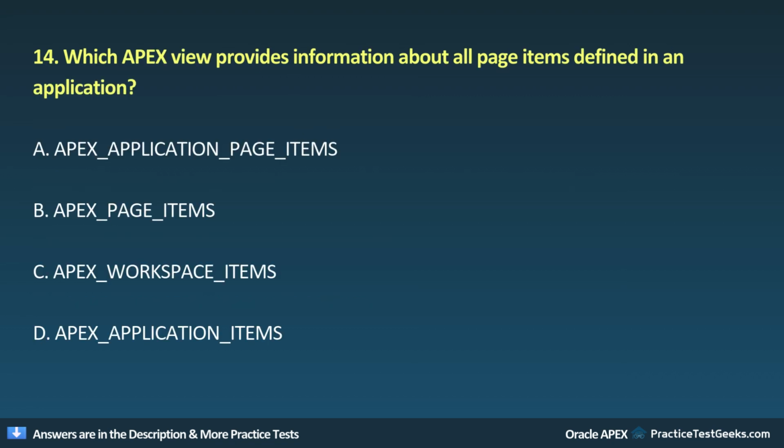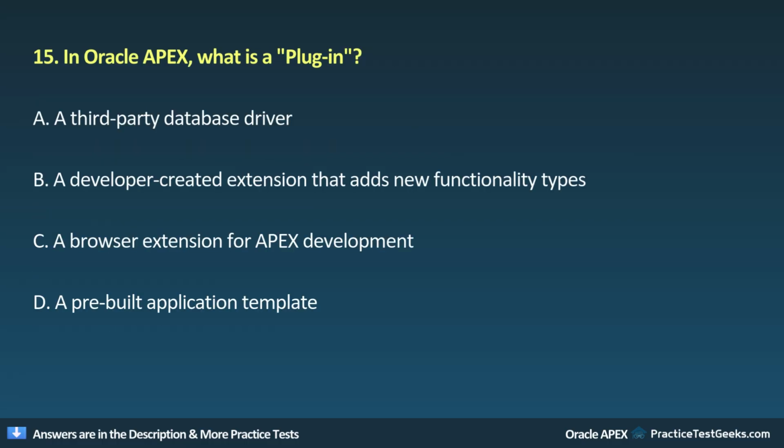14. Which Apex view provides information about all page items defined in an application? A. APEX_APPLICATION_PAGE_ITEMS. B. ID text. C. APEX_WORKSPACE_ITEMS. D. APEX_APPLICATION_ITEMS.